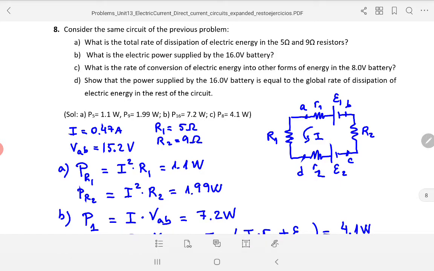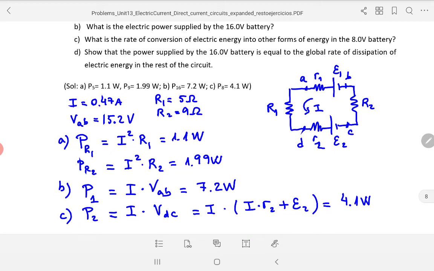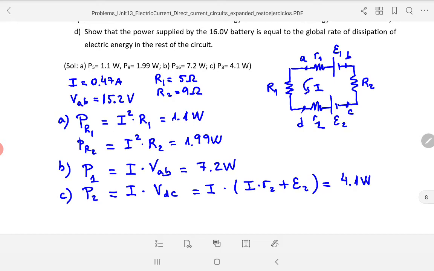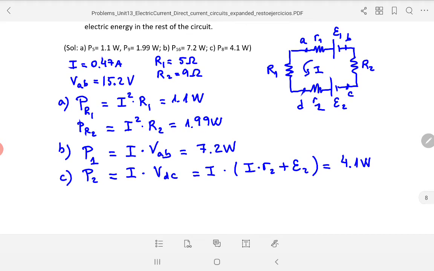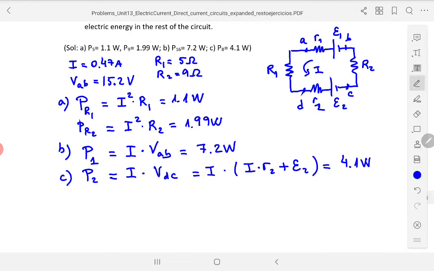In the last part, what we have to show is that the power supplied by the battery of 16 volts is equal to the global rate of energy dissipation of electric energy in the rest of the circuit. So this is easy to show, showing that P of R1 plus P of R2 plus P of what we call 2.